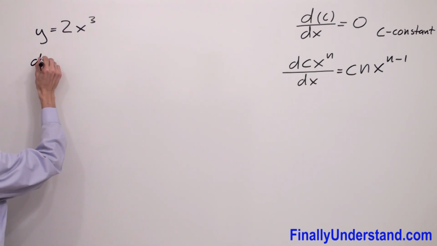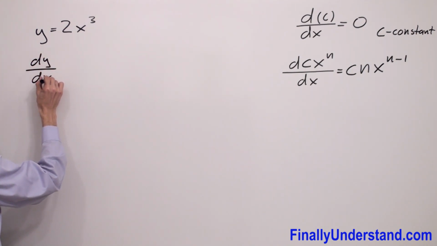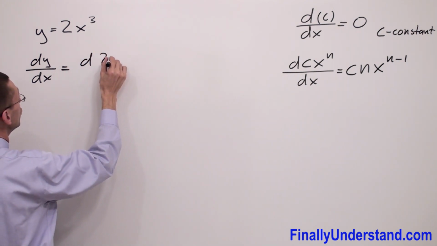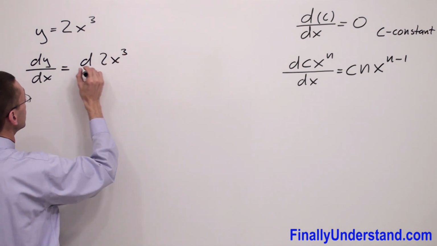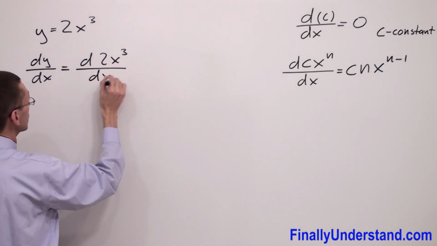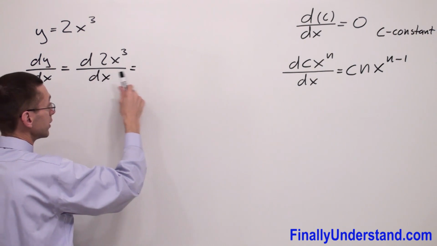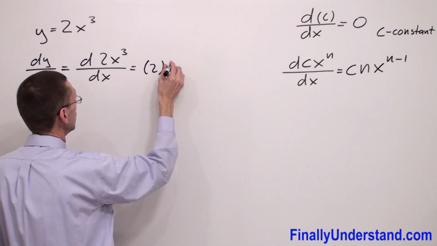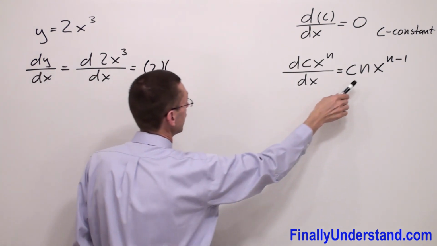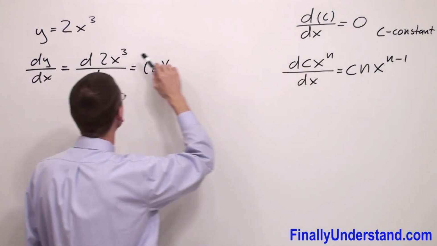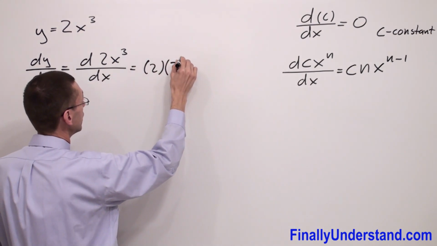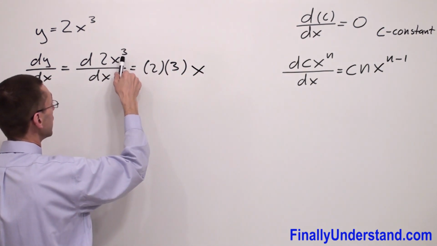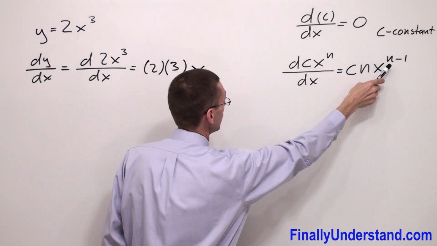Simply write dy over dx is equal to the derivative of 2x to the third power over dx, where 2 is my constant. According to the formula, the constant has to go first, right? So I have 2 times n, where n is my exponent, so this is 3. And I have x to the power n minus 1.